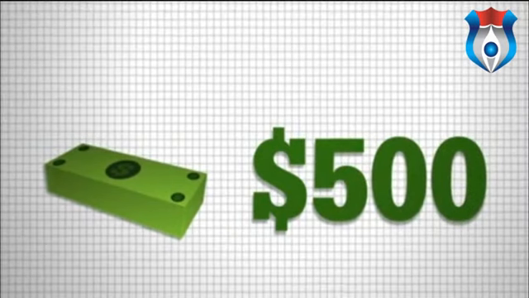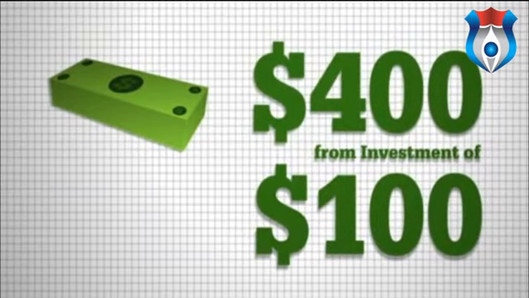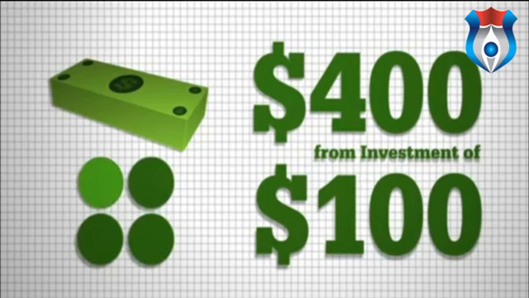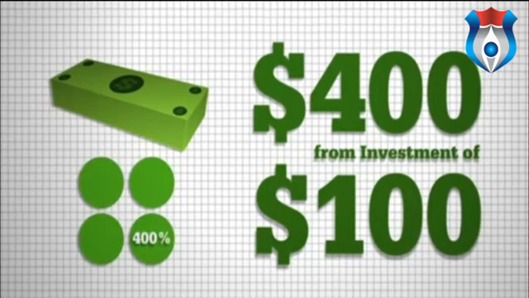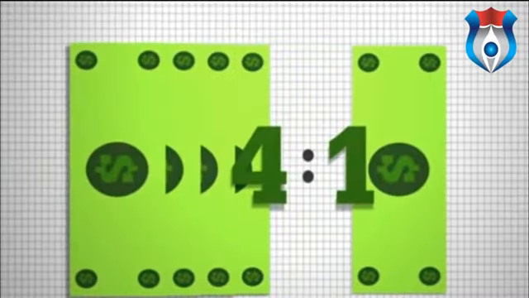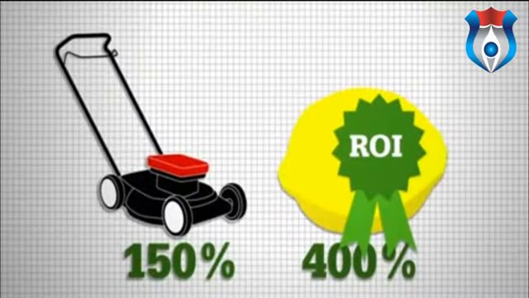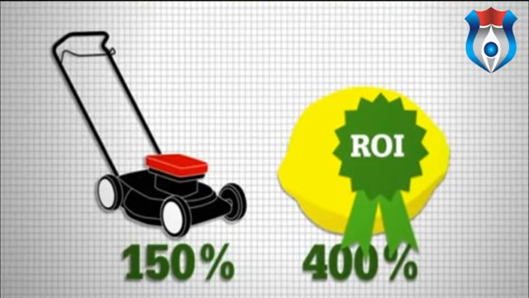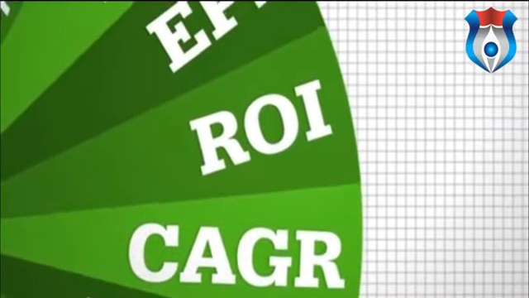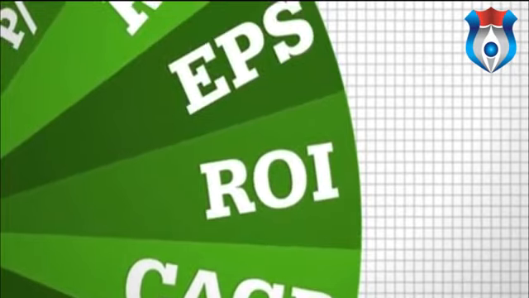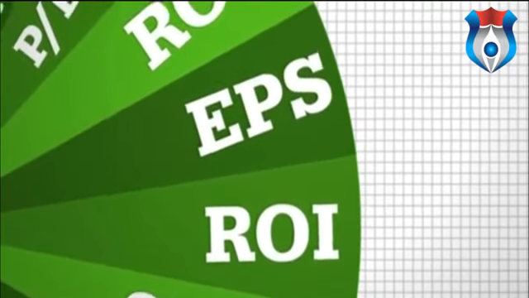Joe receives $500, minus the $100 original investment, and that's $400 profit, a whopping 400% ROI. Joe earned $4 for every $1 he invested. Joe's daughter provided the best ROI. ROI is one of many measures that help investors evaluate investments.